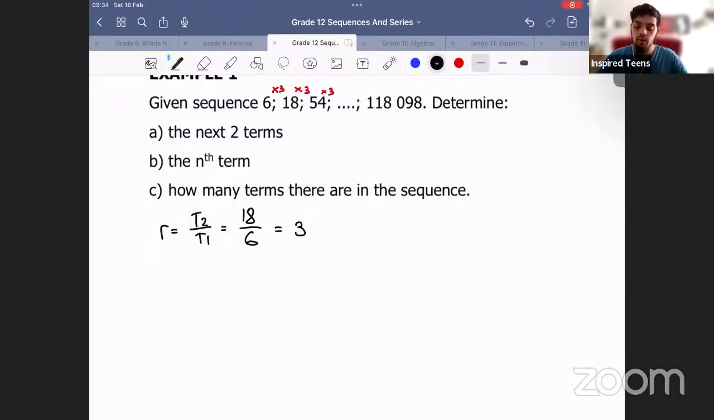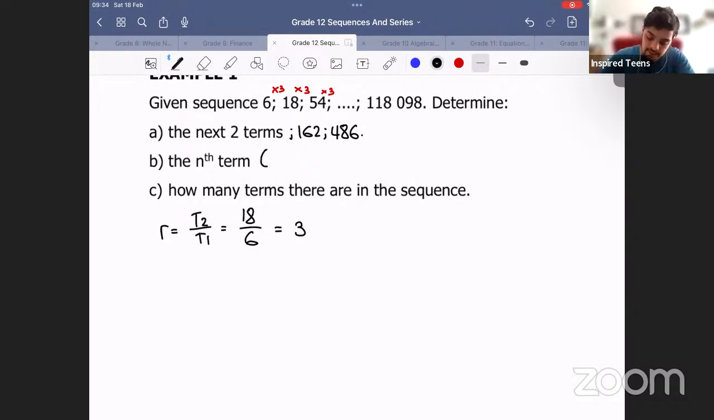I trust that we all use calculators. So 54 times 3, for the next 2 terms, I'm going to get 162. I multiply 162 by 3 and I get 486.